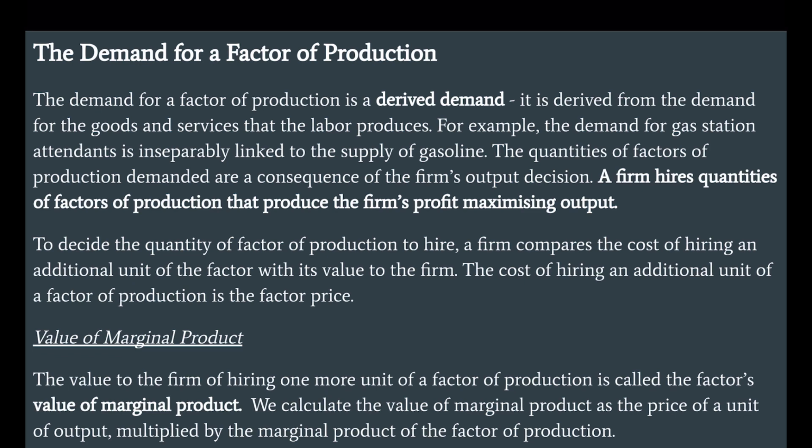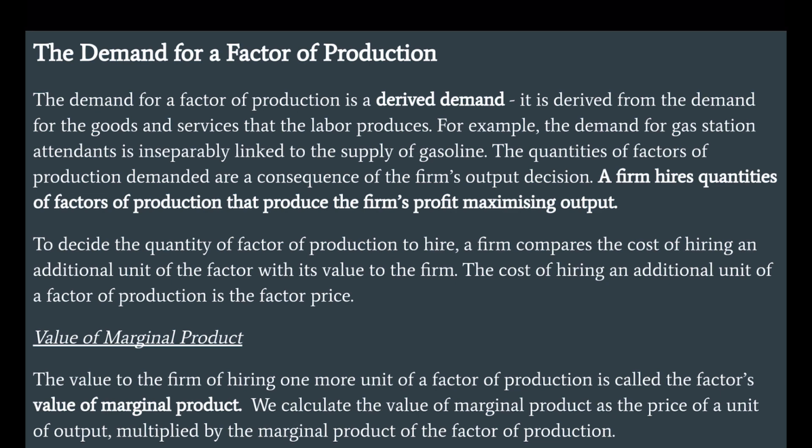The demand for a factor of production is a derived demand. It is derived from the demand for the goods and services that labor produces. For example, the demand for gas station attendants is inseparably linked to the supply of gasoline. The quantities of factors of production demanded are the consequence of the firm's output decision. A firm hires quantities of factors of production that produce the firm's profit maximizing output.